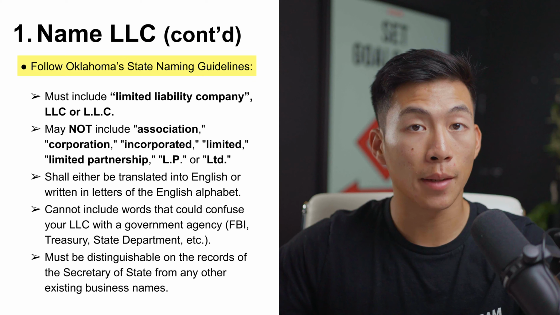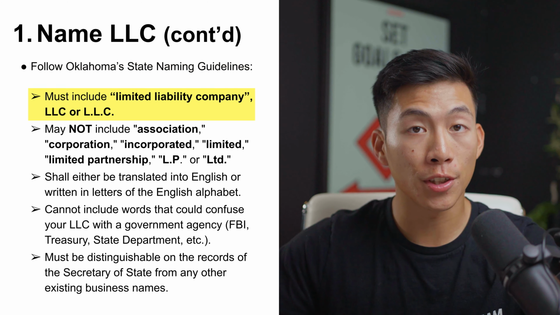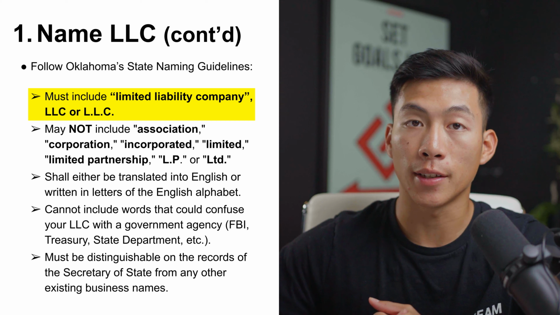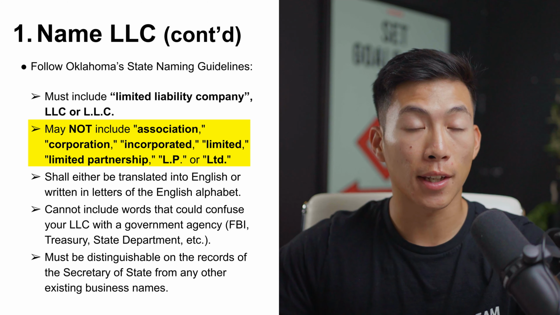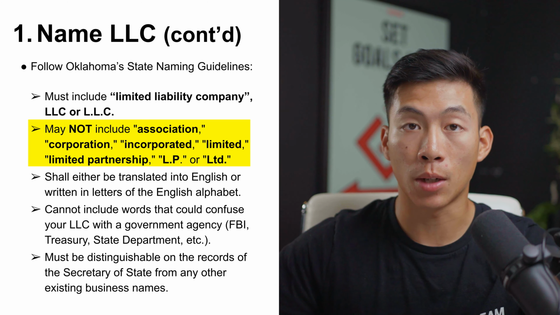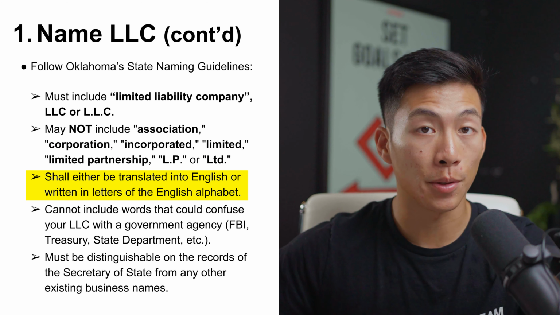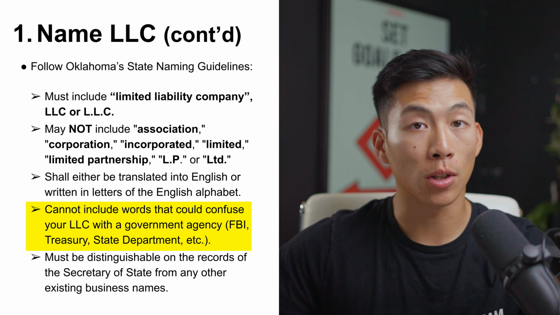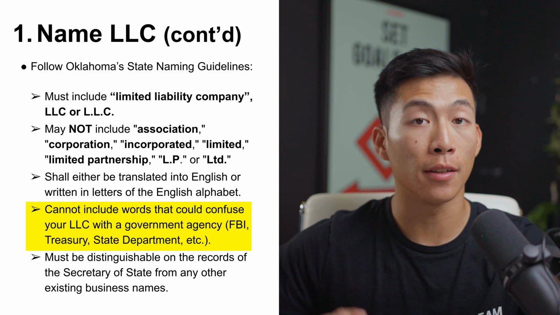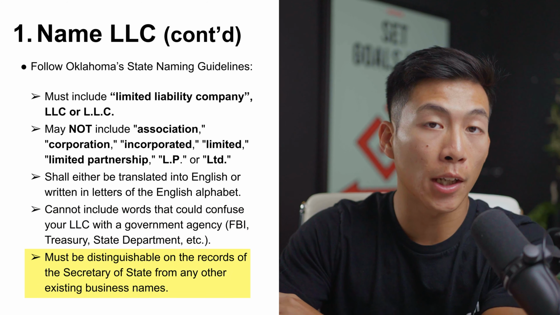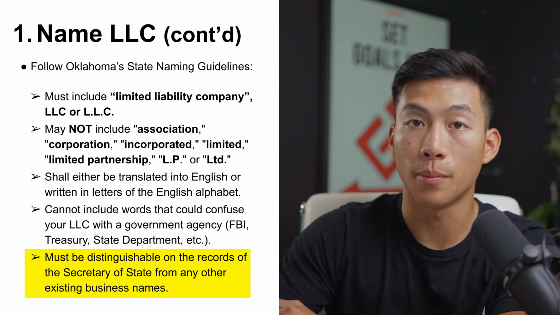There are also some state naming guidelines that you'll want to know about. First, you need to have limited liability company, LLC, or L.L.C. in the name. You can't include things like association or corporation that would confuse your LLC with another business entity. Obviously, it has to be written in English. You can't include any words that would confuse your LLC with an official government agency like the FBI, CIA, or Treasury. And like we talked about before, it has to be different from any other business name.